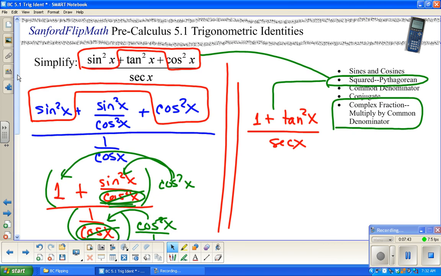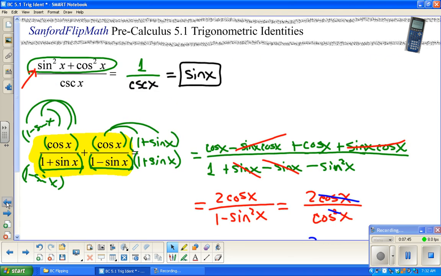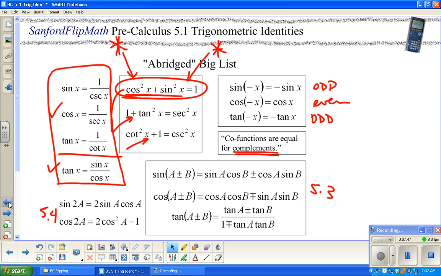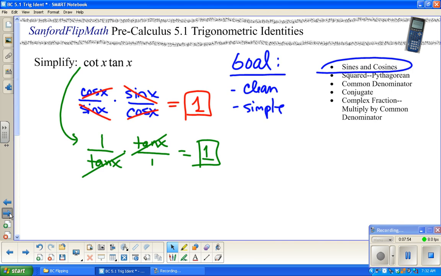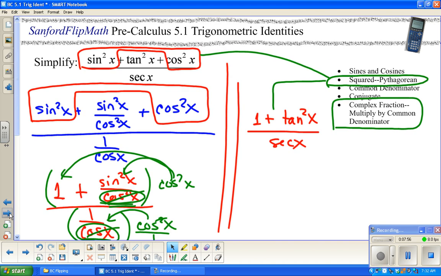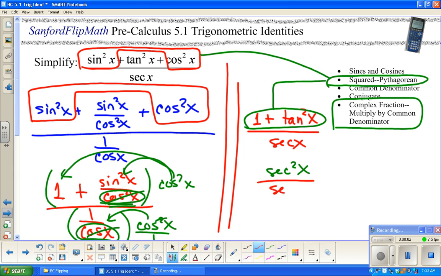Now, let me just kind of pop back. There it is. Okay. So here it is. 1 plus tangent squared is secant squared. One more. There it is. So that means this numerator is secant squared over secant, which equals just secant.